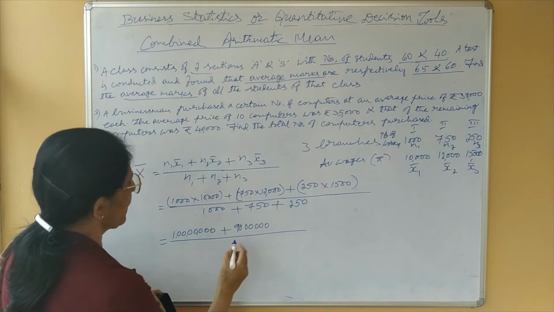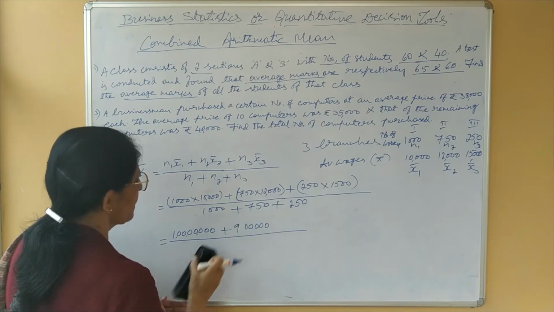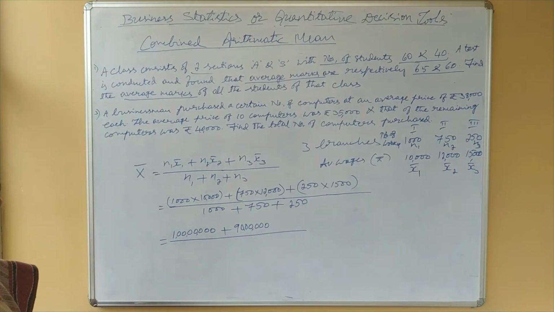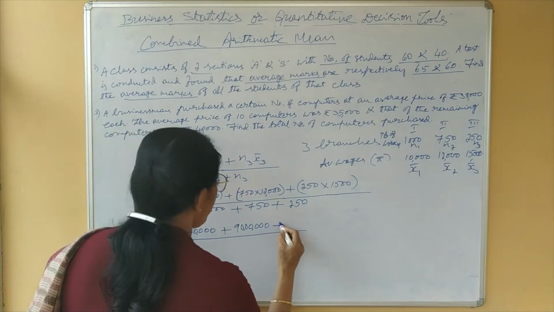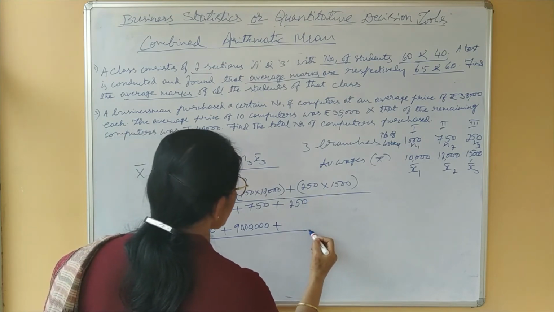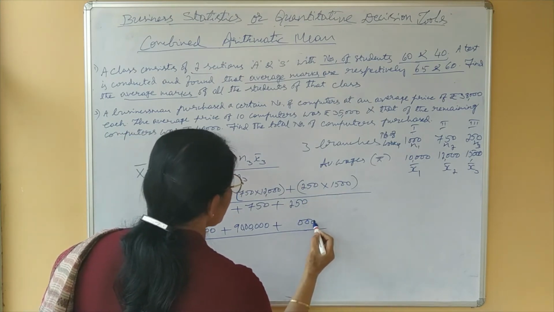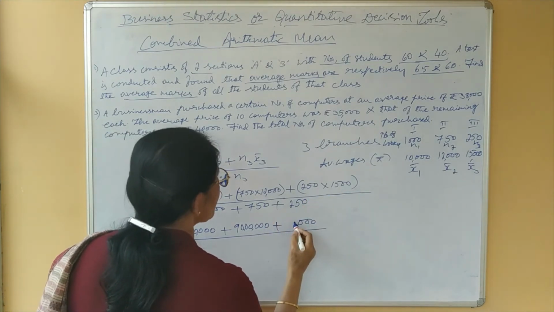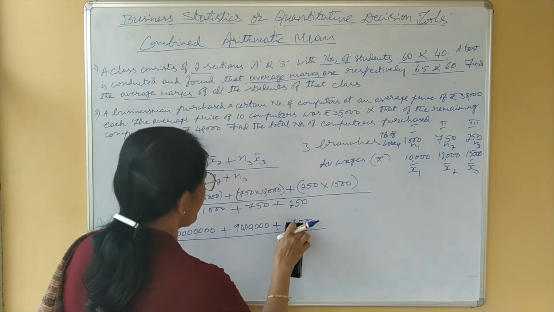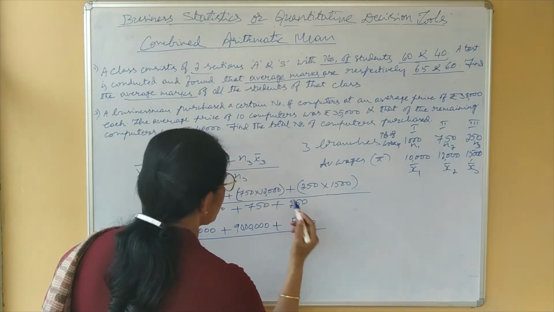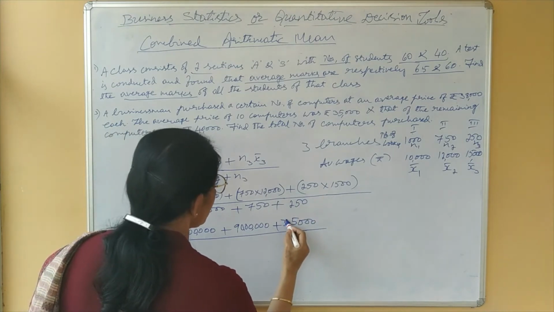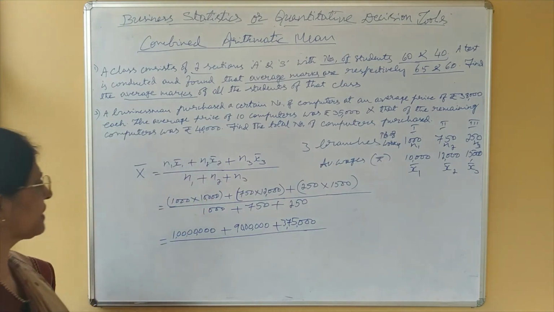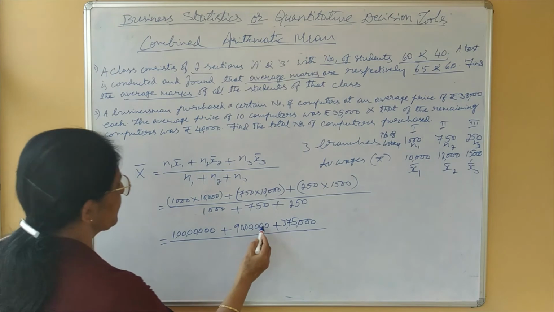75 into 12 is 90 lakh rupees. Plus, here 3 zeros. Okay, now 25 into 15. 15 5s are 75, 15 2s are 30, 37. This is 3,75,000.